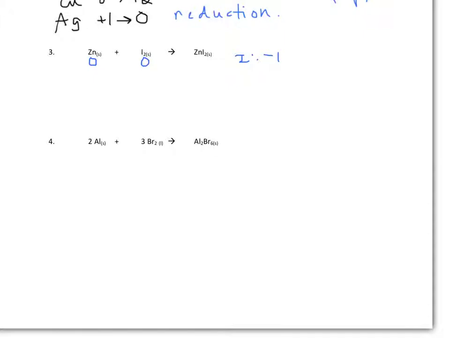Therefore, for zinc, you can set up an algebraic expression if you want: x plus 2 times -1 equals 0. And from there, it should be easy to see that x, or zinc, has to be +2. It's not necessary that you set up an algebraic expression. If you can figure this out in your head, that would suffice. Since there is a change, we went from zinc being 0 to +2, iodine going from 0 to -1, this is a redox reaction.